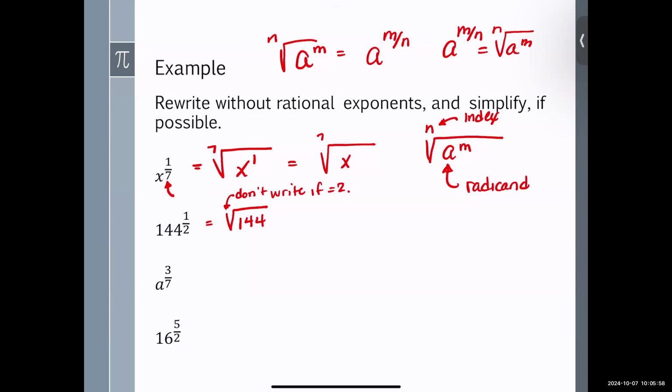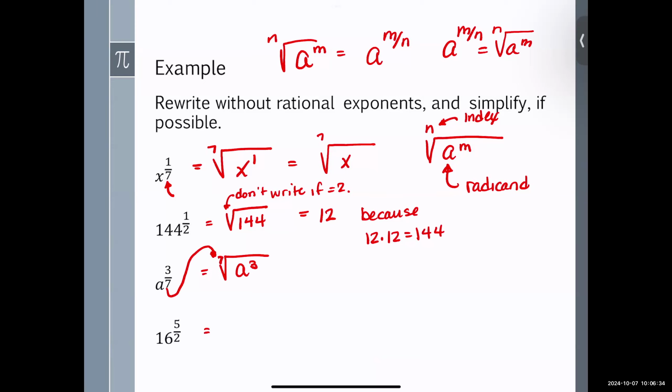So you know what the square root of 144 is? Your calculator can tell you. 12. Because 12 times 12 is 144. Okay, then how would we write a to the 3/7? Well, the index is the denominator, so this is the 7th root of what, a to the 3rd?